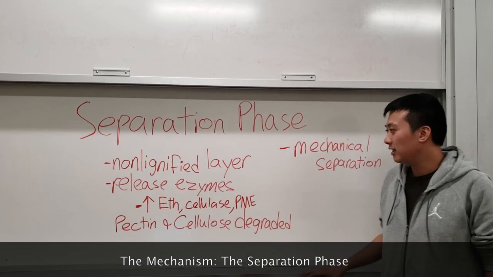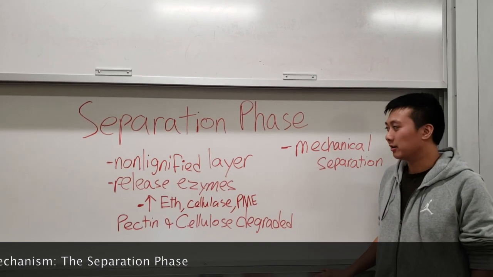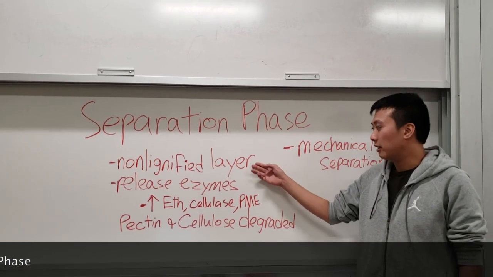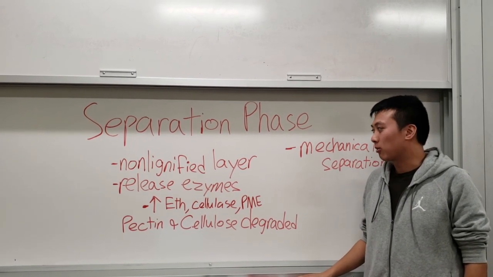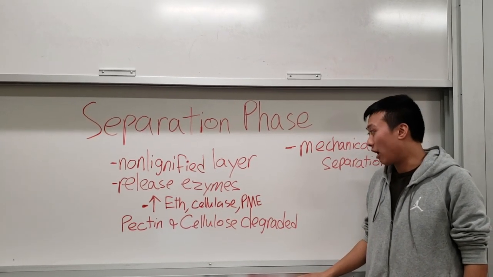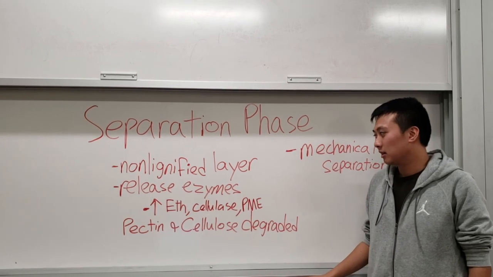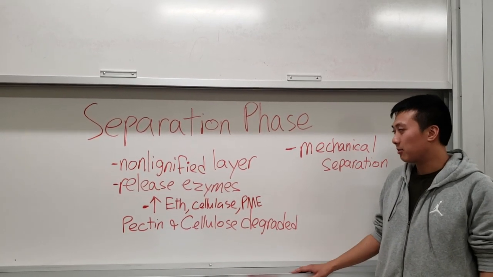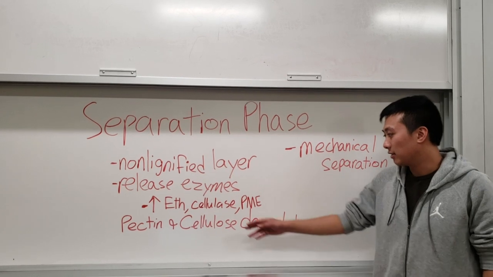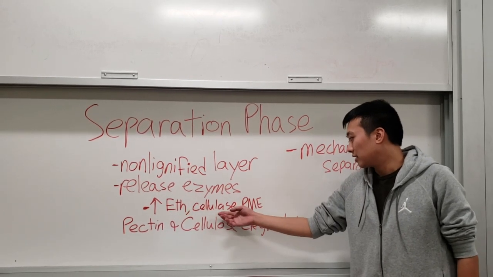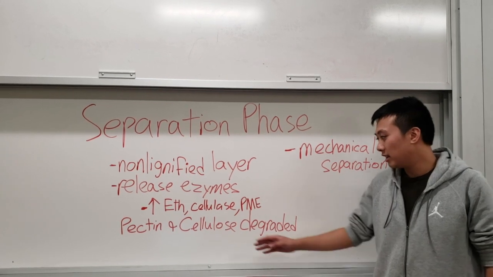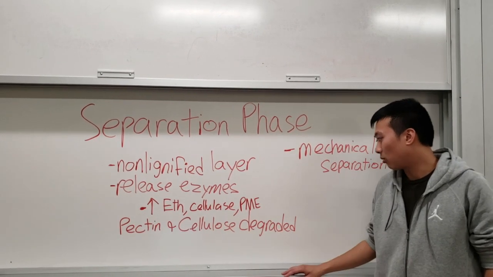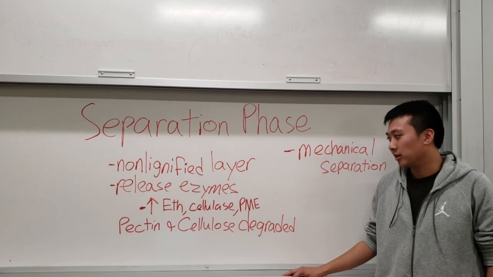Okay, so after the lagging phase comes the separation phase. Now the separation phase has a layer to it called the separation layer, which is a non-lignified layer, which is missing several key structural proteins that are not degradable by enzymes. This is important because during the separation phase, as ethylene levels rise, cellulase and pectin methylesterase are released, which degrade the pectin and cellulose layers of the cell wall, weakening its structure.